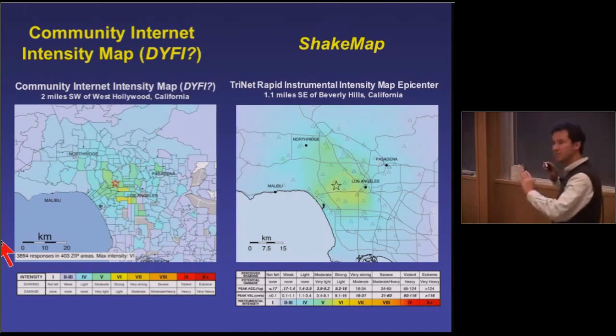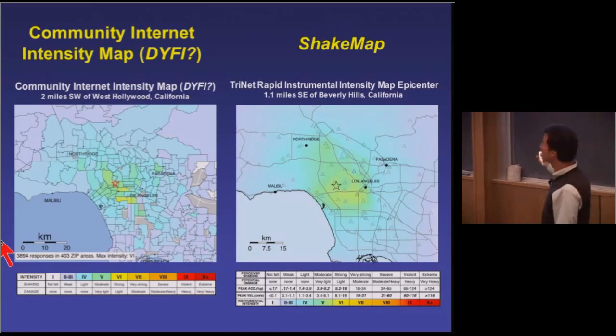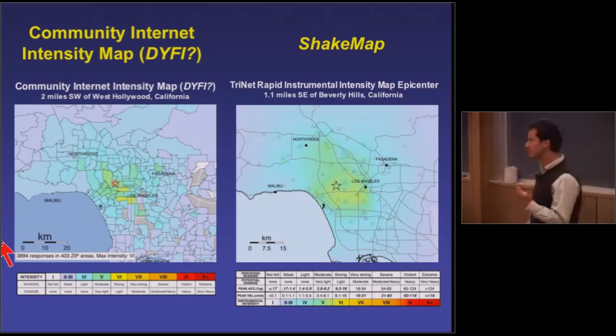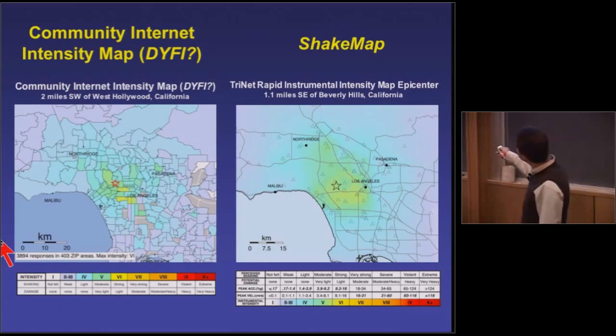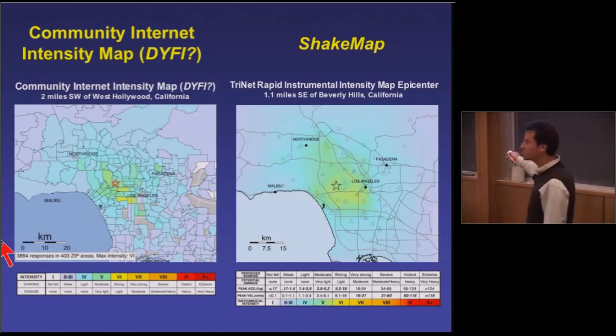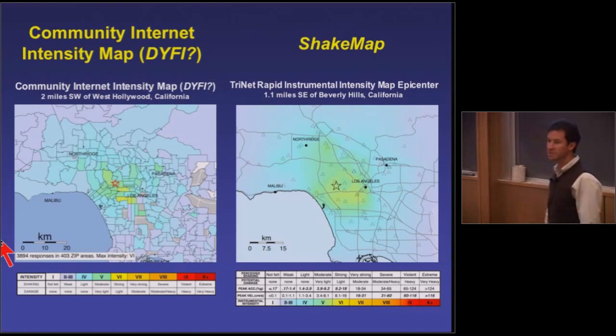These two maps are completely unrelated. This one's based only on seismic instruments. This one's based only on people filling out questions on the internet. So wherever we've done this comparison, it's been very, very favorable and quite remarkable to me. So you can see that there's a gradient across here, much better than the integer values of intensity that we've always done in the past.